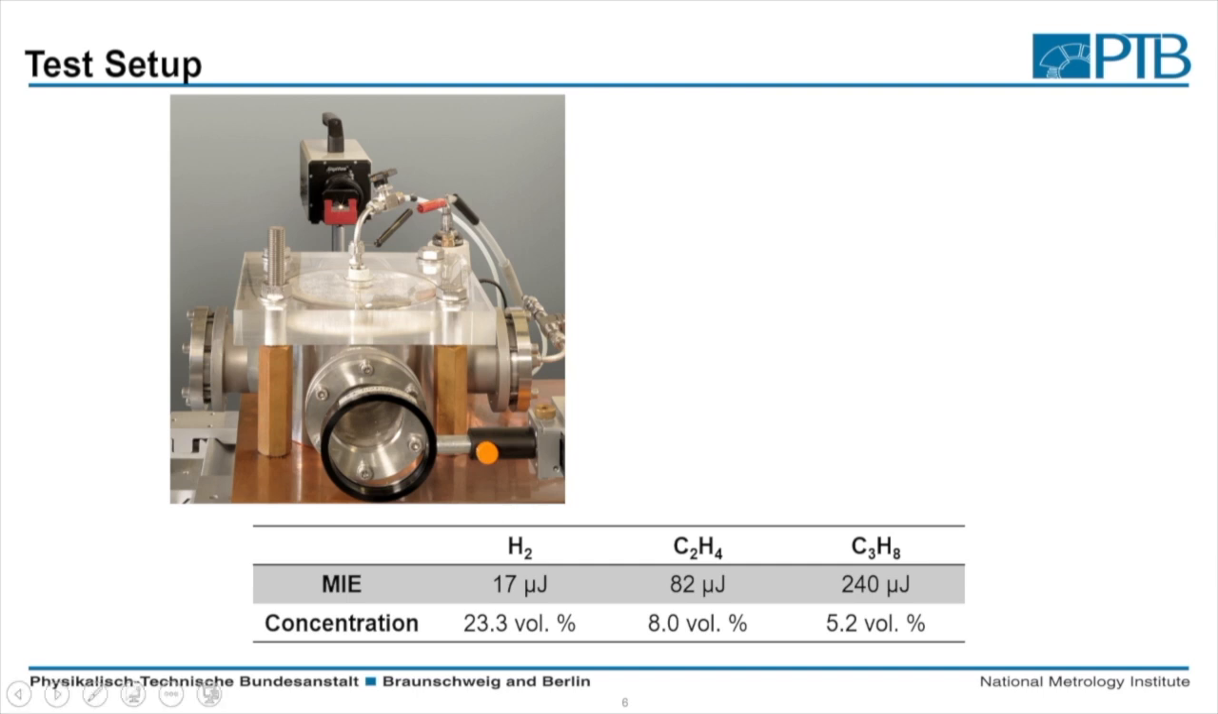To C, hydrogen, to B, acetylene, and to A, propane. And you see here 17 microjoule, 82 microjoule, 240 microjoule. These are the respective minimum ignition energy of these combustibles at these specific concentrations.